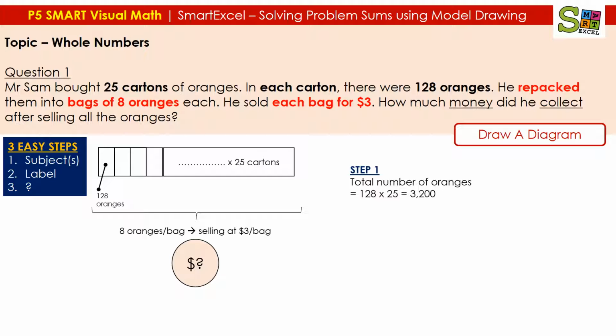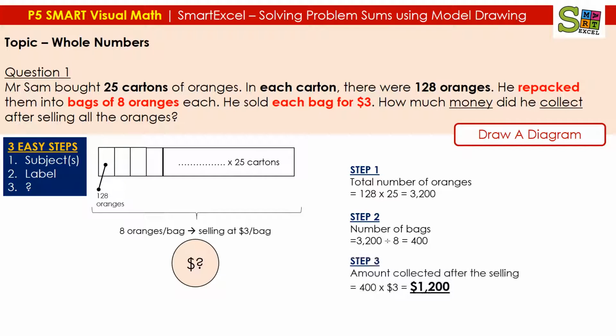Next, they say they repack in the bag of 8. So you're going to take this 3,200 divide by 8 to know the number of bags. And to know how much he collects will be the number of bags that he has, 400, multiplied by $3. So it gives you the answer of $1,200.